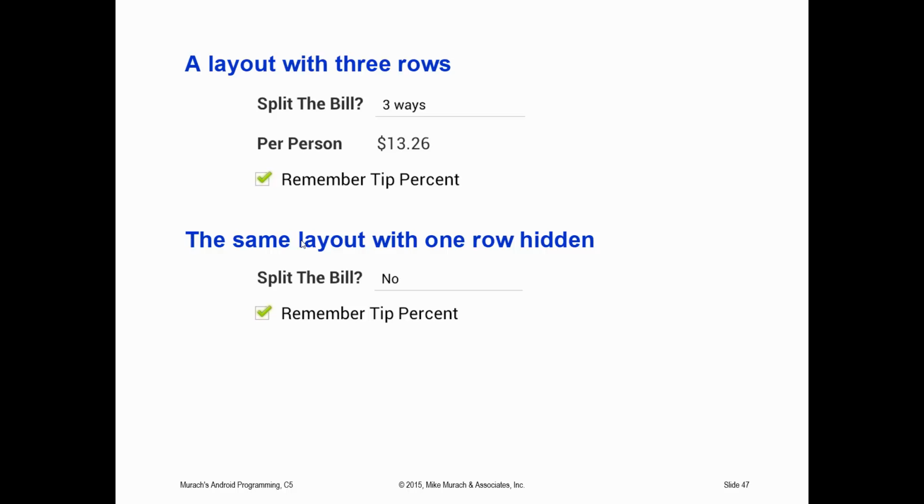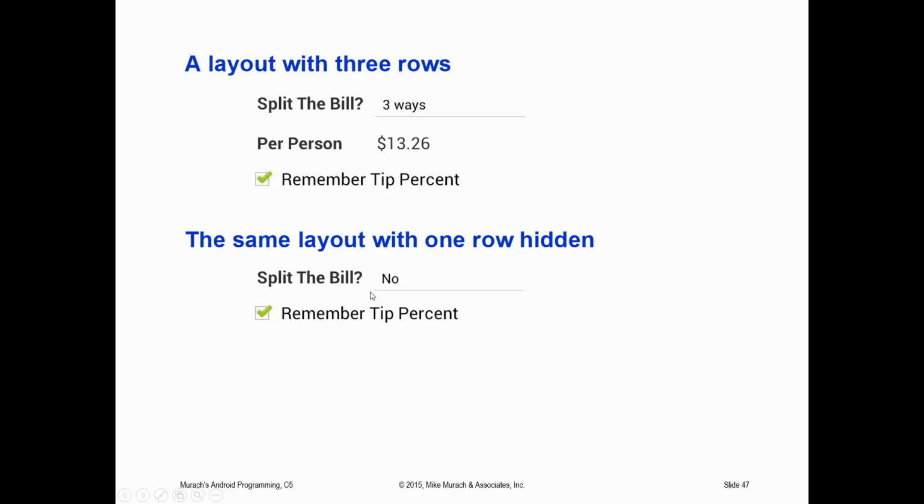So this figure is going to show you how to show and hide widgets. To do that, notice, remember tip percent. Now we've got split the bill, remember tip percent, but this per person is not shown. Why? Because we're not splitting the bill. Here, the amount per person is going to be $13.26, but it's three ways. Since we're not splitting the bill, it makes no sense to show the per person.